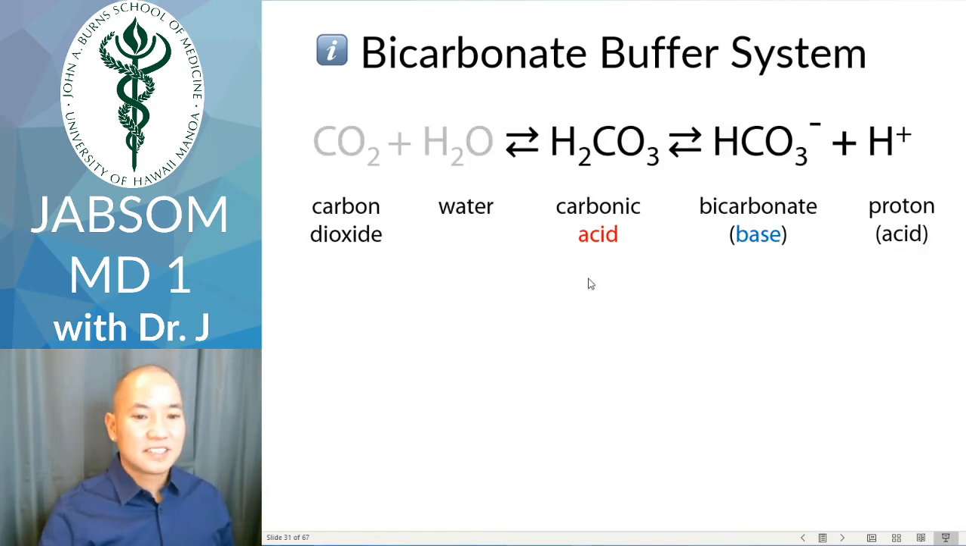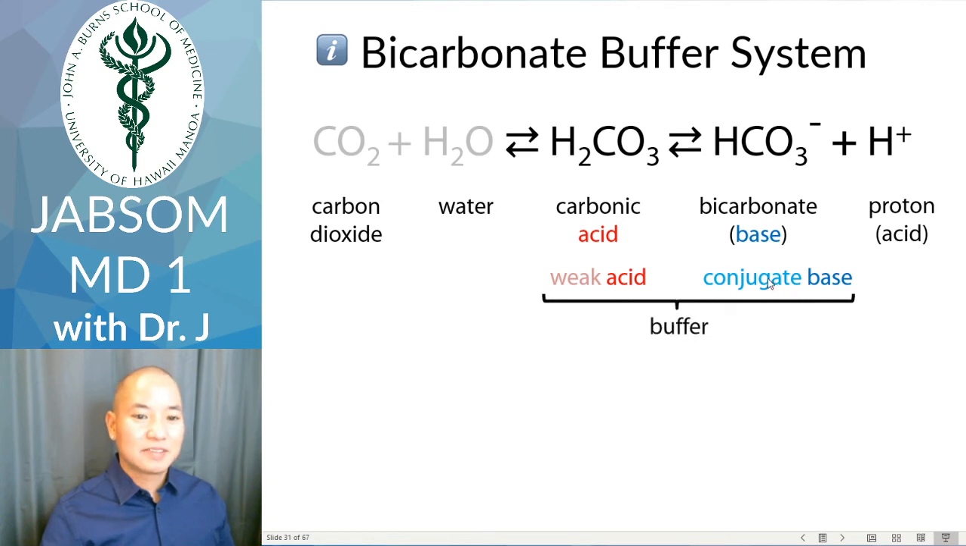Okay, so again, this is a buffer system. Why is it a buffer system? Well, we have carbonic acid, and it's a weak acid, meaning that when you put this carbonic acid into a water-based solution, not every single proton pops off. You don't have complete dissociation of the protons from the conjugate base, and that is what bicarbonate is. So whenever you have a weak acid plus the conjugate base, it's what you call a buffer. And a buffer helps to stabilize pH.